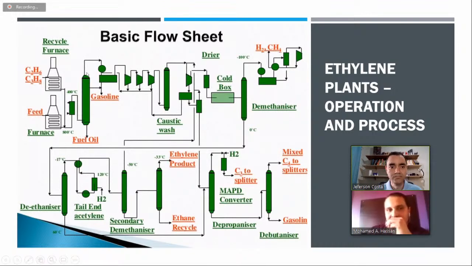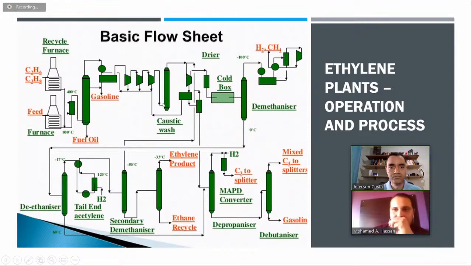The cracked gas from the quench tower overhead is sent to the compressor, which compresses it, and then to the caustic wash tower to remove the carbon dioxide and hydrogen sulfide. The problem with carbon dioxide here is that it can solidify in the cold box at a higher concentration, and at lower concentrations it may contaminate our product. So we need to remove the carbon dioxide and hydrogen sulfide in the caustic wash tower.